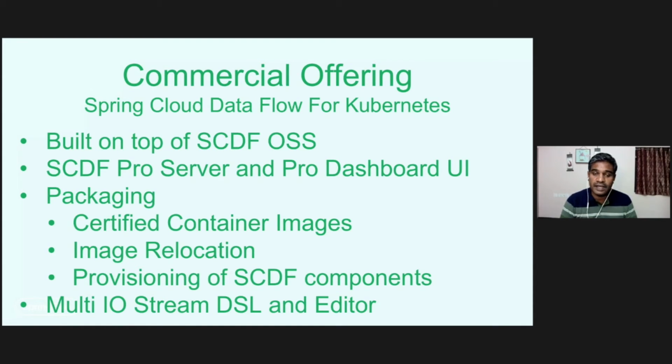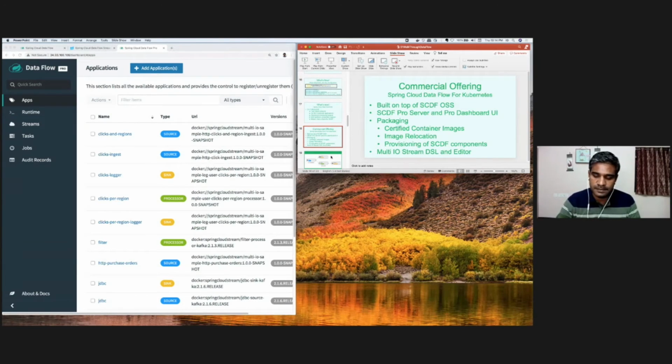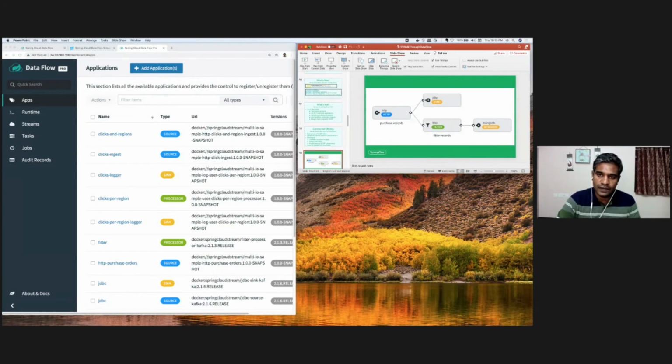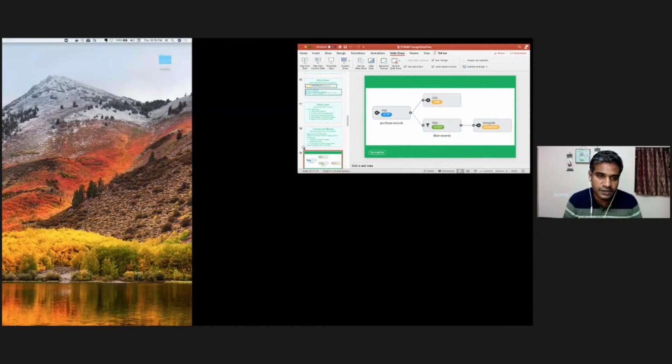We also provide a way to provision your Spring Cloud Data Flow components, right from installation to upgrading to upcoming releases. More importantly, we are providing multi-IO Stream DSL support in the Spring Cloud Data Flow backend as well as the stream editor. I'm going to quickly switch to a demo showcasing how we can actually do this. But before that, let me show the use case that we had.